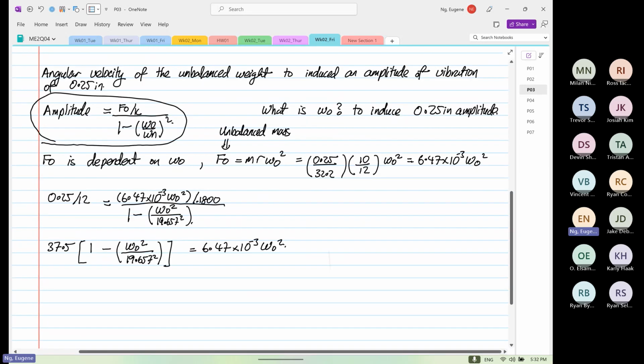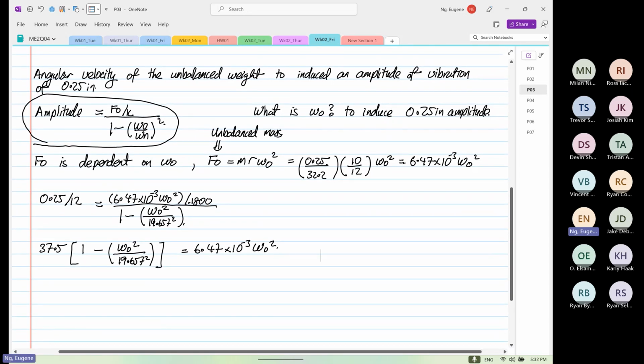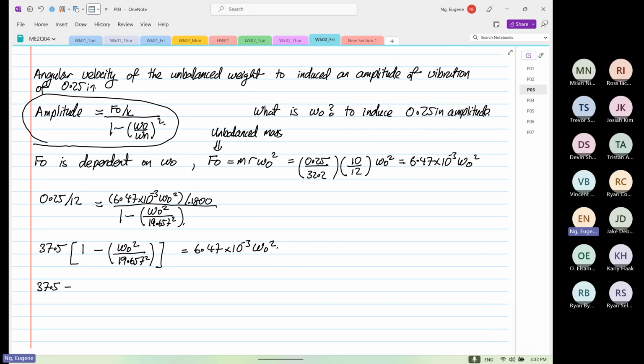Everything's correct. So now when I put the term in: 37.5 minus 37.5 divided by 19.657 squared, times omega naught squared, which is 97.05 times 10 to the power minus 3 omega naught squared. This will be equal to 6.47 times 10 to the power minus 3 omega naught squared.